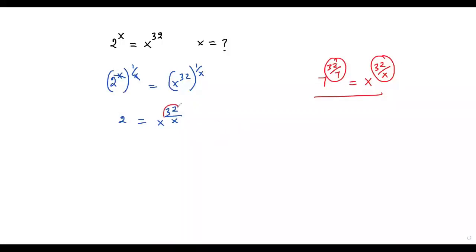So I'm trying to get rid of this 32 numerator on the right side. For that, what I need to do is raise both sides to the power of 1 over 32.